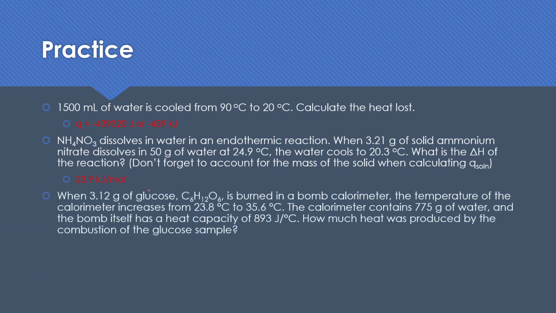All right. When 3.12 grams of glucose is burned in a bomb calorimeter, the temperature of the calorimeter increases from 23.8 to 35.6 degrees Celsius. The calorimeter contains 775 grams of water. The bomb itself has a heat capacity of 893 joules per degree Celsius. How much heat was produced by the combustion of the glucose sample? Okay.